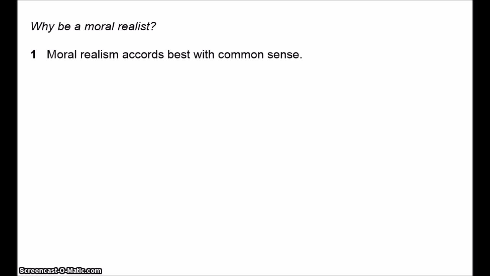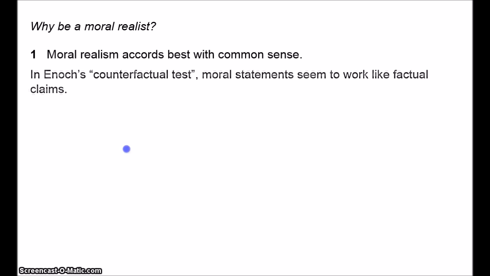Enoch's point is that we can use this test to figure out whether or not we're realists about some area of discourse. So now think about moral claims such as slavery is wrong. I assume you all agree that slavery is wrong. So had we not disapproved of slavery, would slavery still have been wrong? Intuitively the answer is yes. This seems like the smoking example. So moral statements seem to work like factual claims.